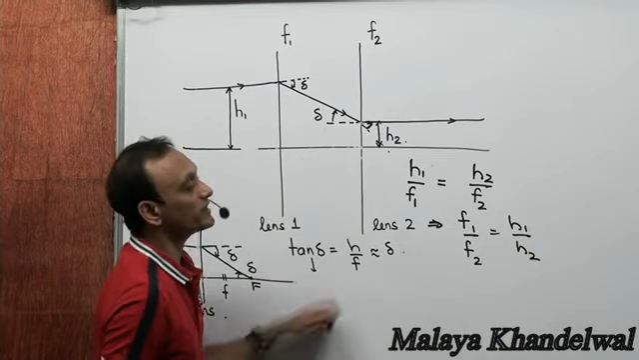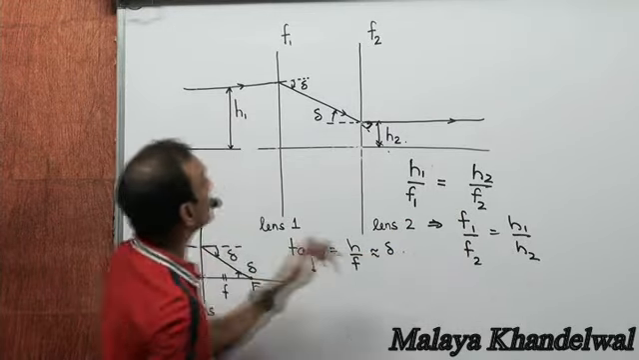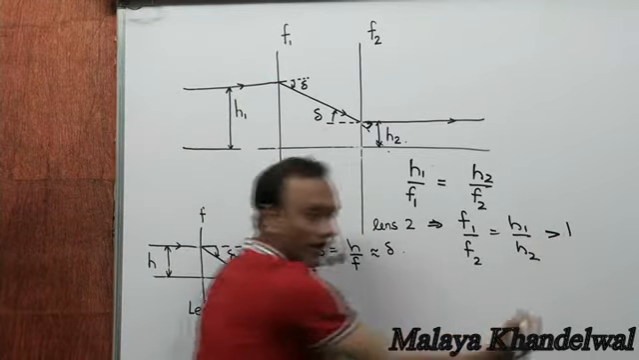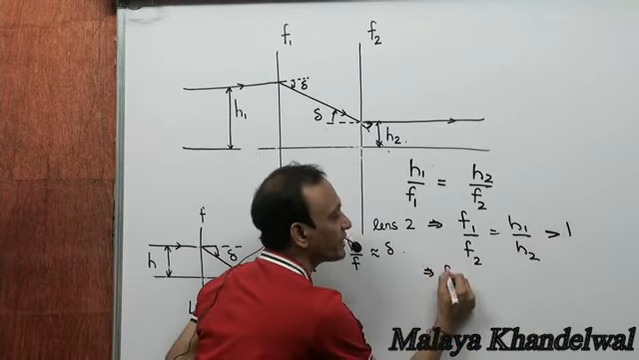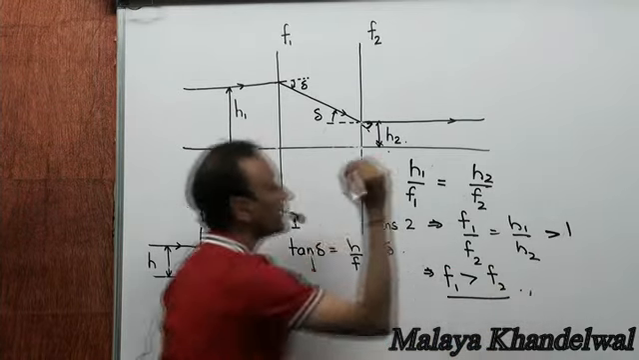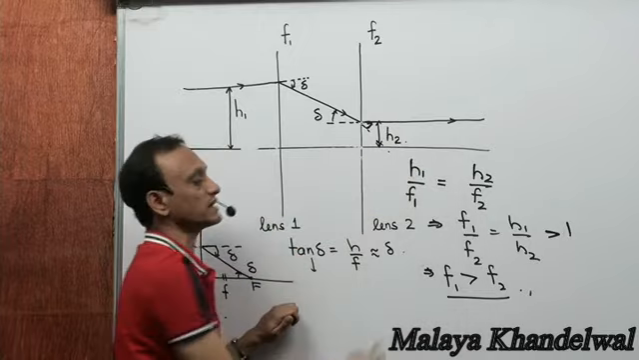f1 by f2 is h1 by h2, and very clearly, if h1 is more than h2, as you can see, h1 is more than h2, that means this is greater than 1. Evidently f1 has to be more than f2. So the focal length of this lens is more than the focal length of this lens.